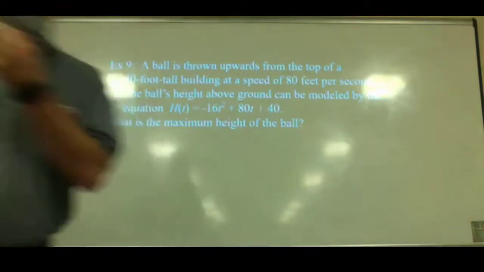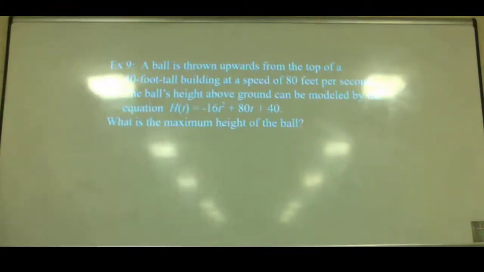Okay, so let's see if we can do this one. This actually combines two things that we've talked about tonight, so let's see if we can figure it out. A ball is thrown upwards from the top of a 40-foot tall building at a speed of 80 feet per second. That really doesn't matter, but that's what they're telling us. The height above the ground can be modeled by this equation. That's the important part. Here's the equation. What is the maximum height of the ball?